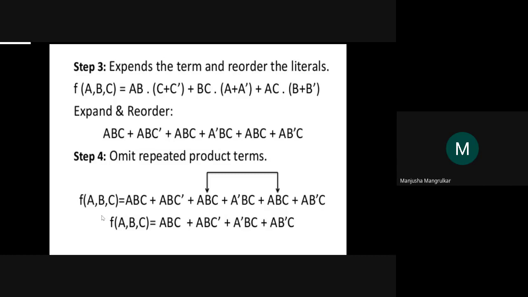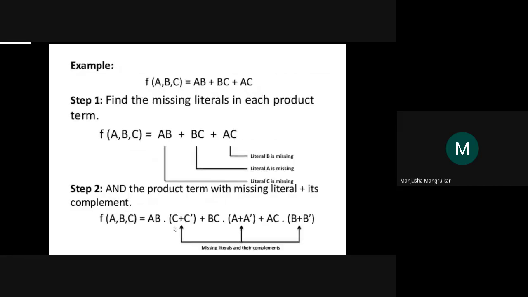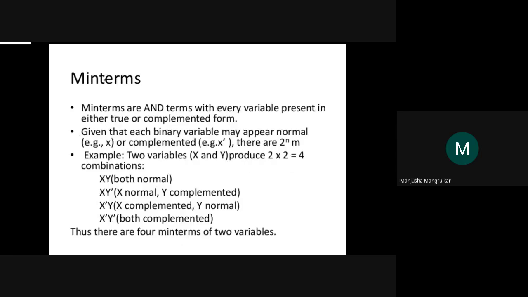So we can reduce that, and the repetitive terms will remain. Now the min terms are ANDed terms of the variables, as we have seen for three. If it is two variables, X and Y, how many terms are there? Four terms: X, Y both normal; X normal, Y complemented; X complemented, Y complemented; and both normal. We'll see this min term afterwards.